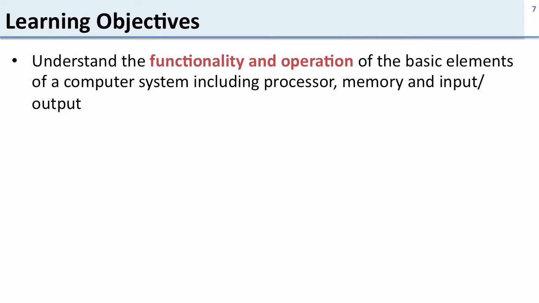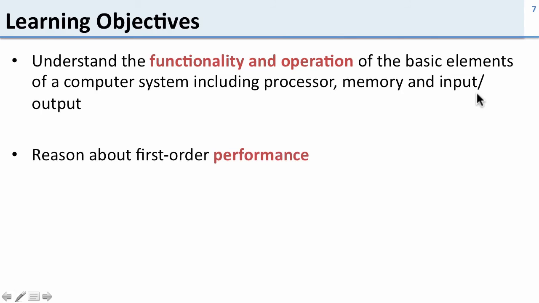So what are the learning objectives for this course? Well, first off, we want you to understand the functionality and operation of the basic parts of a computer. So this includes the processor, the memory, and the input-output. And so you'll understand how those work and how you program them. You're going to also be able to reason about performance. So by the end of this class, we'll be able to give you examples saying, if you have this type of cache or this sort of branch predictor, tell me how much the processor is going to speed up or slow down, and you'll be able to analyze that.